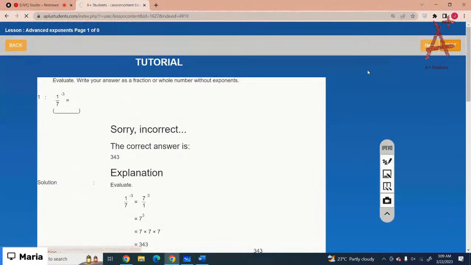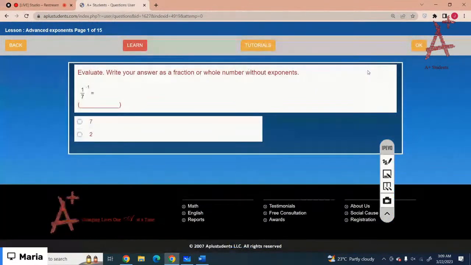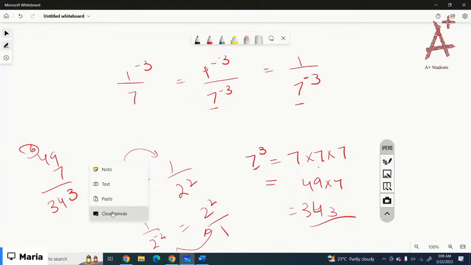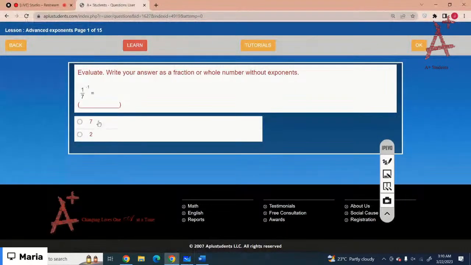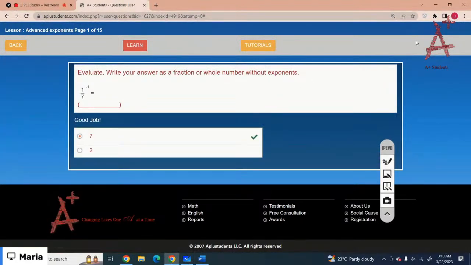Let's just start with the test questions. Okay, the next one is 1 over 7 exponent negative 1. That means negative 1 is the exponent of both numerator and denominator. 1 exponent negative 1 is 1. And 7 exponent negative 1, just shift it from denominator to numerator. It would be then 7 exponent positive 1, or just 7. So the correct option is 7.